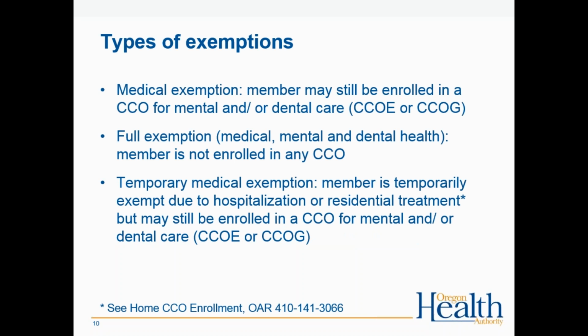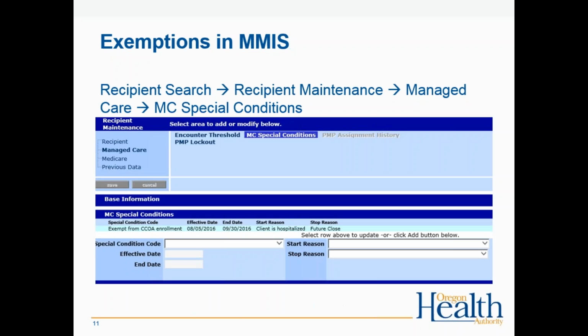As Chris mentioned, we have different coverage types, and for each of our coverage types, we can offer different levels of exemption from those coverages. A medical exemption could mean that the client is not enrolled with a CCOA, but they might be enrolled with a CCOE or G. If they have a full exemption, they receive all of their services through the fee-for-service model. They can also have temporary exemptions for hospitalization or residential treatment. And again, those exemptions can come at any level. It could be CCO A, B, E, or G.